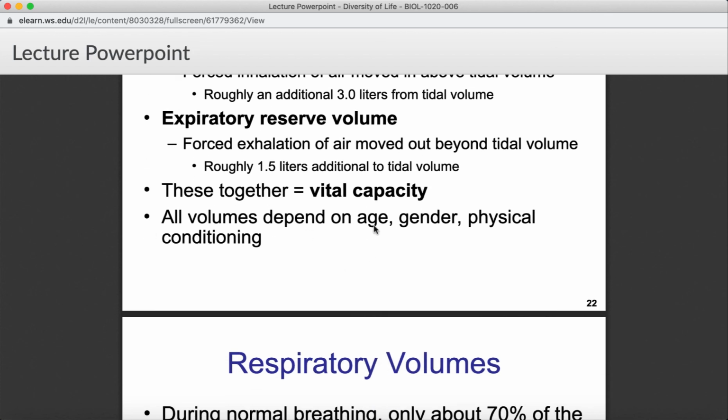And then all of these depend on age, gender, physical conditioning, height, whether or not you smoke. People who chronically smoke tend to inhale more in an effort to get a greater exchange because their lungs are not functioning as well. And over time, they will develop a barrel chest where their chest is fully expanded at all times, and they basically breathe with their stomach, or using their diaphragm, and it looks like they're belly breathing.